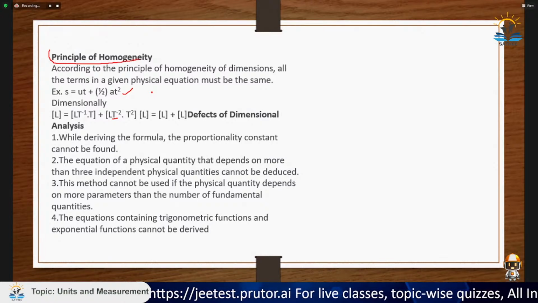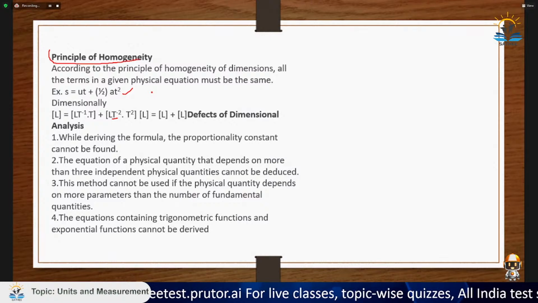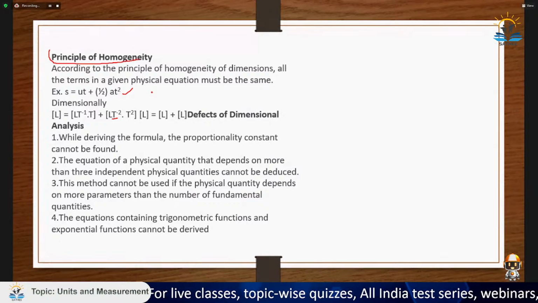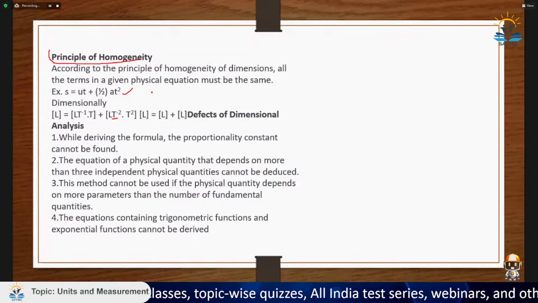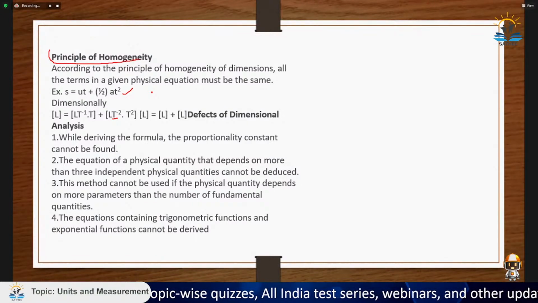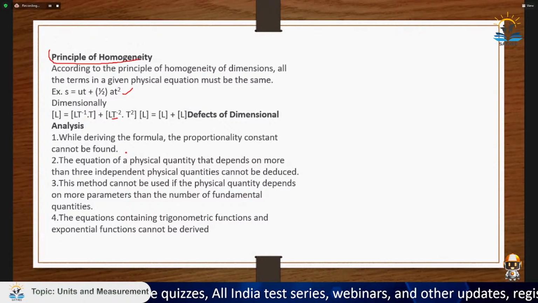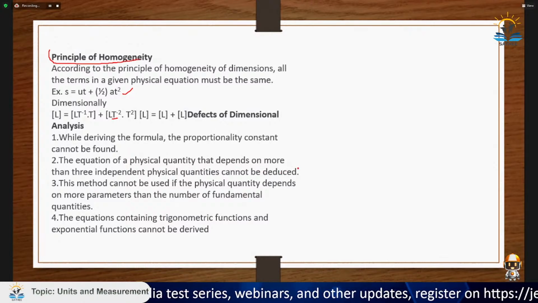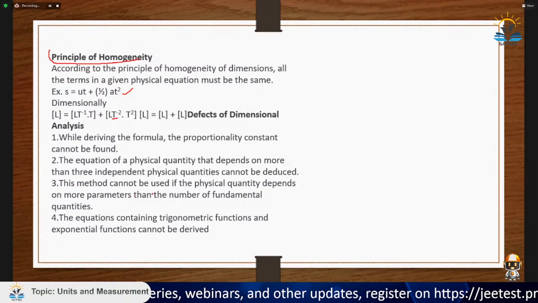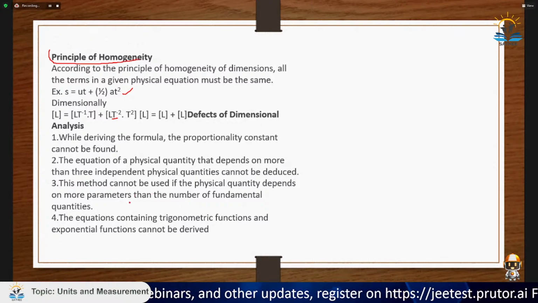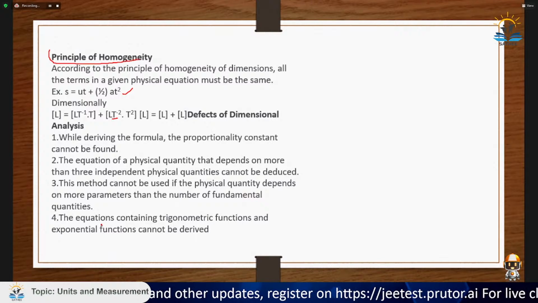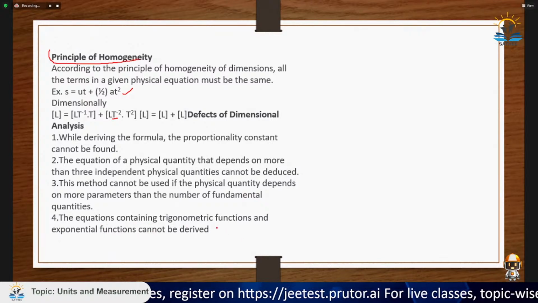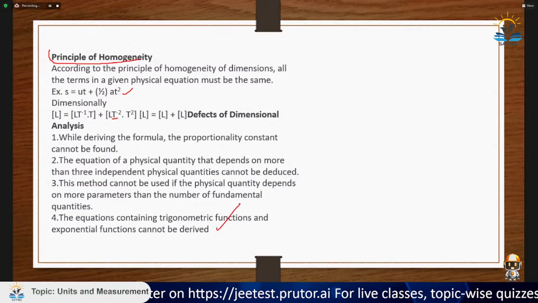While deriving a formula, the proportionality constant cannot be found. There are defects of dimensional analysis also. You can't find the exact value, but you can just compare the dimensions. The equation of a physical quantity that depends on more than three independent physical quantities cannot be derived, because we use mass, length, and time only. So this method cannot be used if the physical quantity depends on more parameters. Also, equations containing trigonometric functions and exponential functions cannot be handled, because we are using only mass, length, and time. That's why.